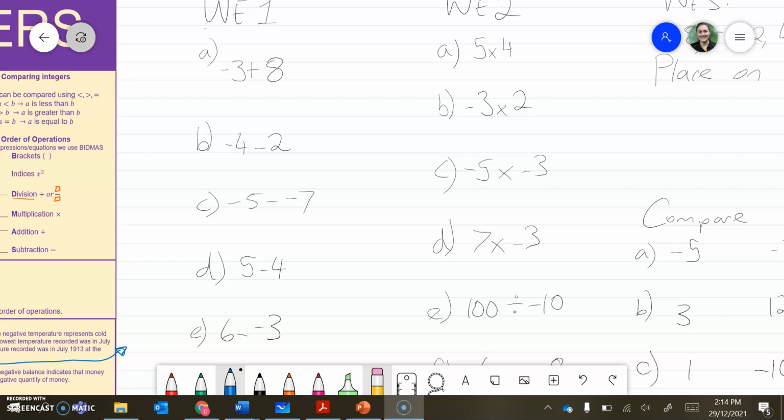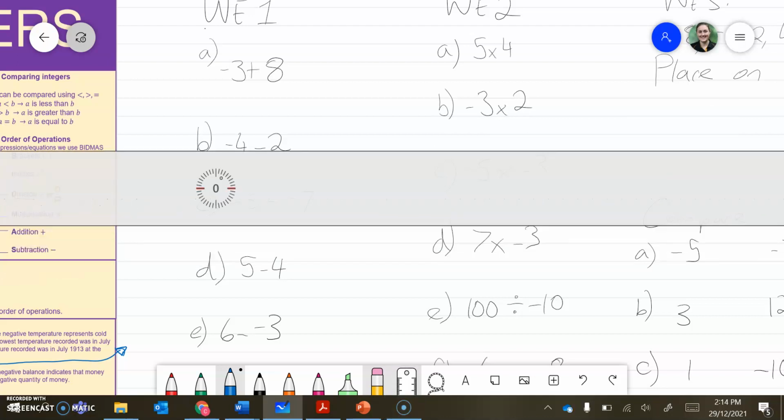Okay, we're going to go through 4 worked examples for our integers. So worked example 1, we're having a look at adding and subtracting positive and negative integers. So our first example is A, and we've got -3 plus 8.